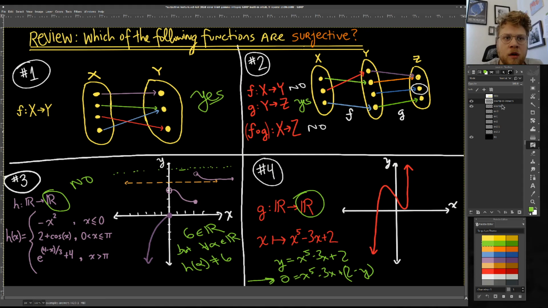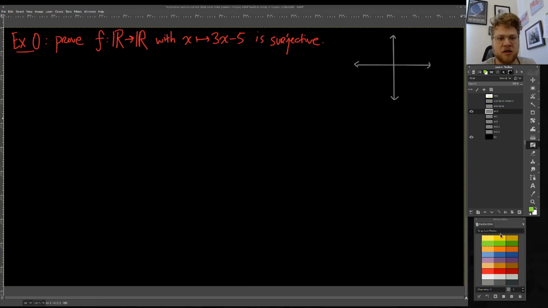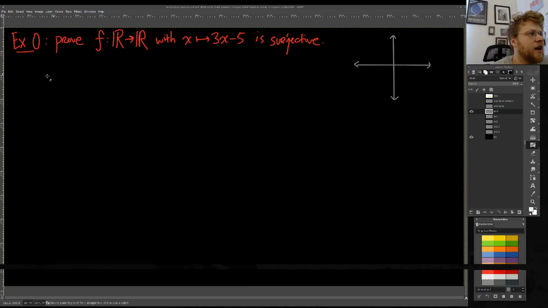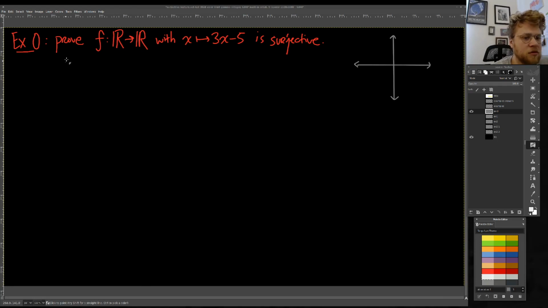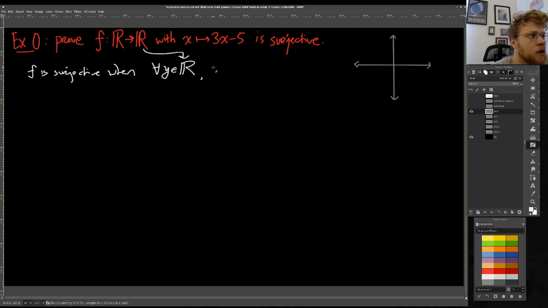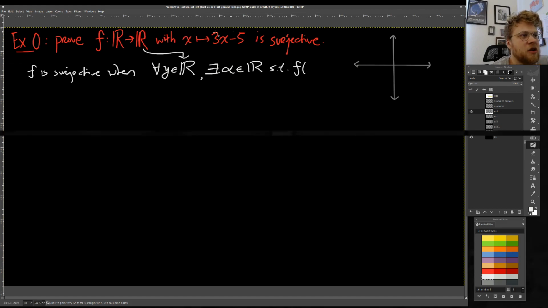So okay, going on then. Here's the first example. Let's actually try to formally prove that a function is surjective. Let me go ahead and copy the definition of surjectivity. So f is surjective when, or what surjective means is, for all elements in the codomain there exists some alpha. I generally like to use alpha instead of x, just so I don't get confused with the rule.